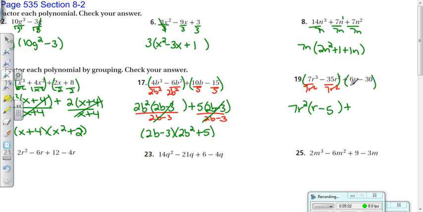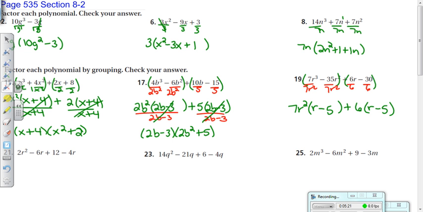Greatest common factor between 6 and 30 is 6. So I can divide each of those terms by 6. So that leaves me with 6r divided by 6 is 1r. Negative 30 divided by 6 is negative 5. That's not factored because the plus sign in the middle is outside parentheses.